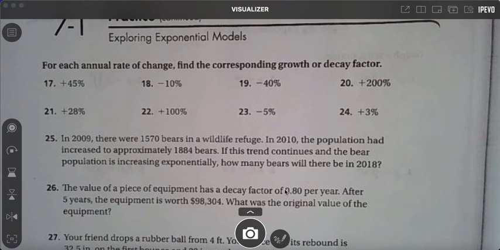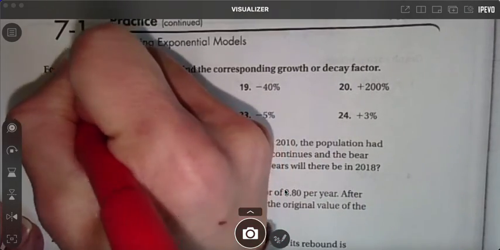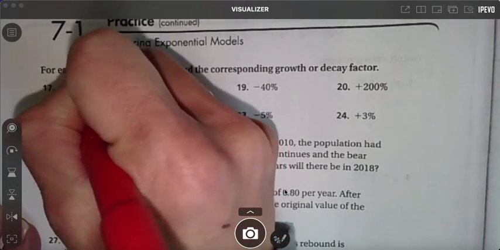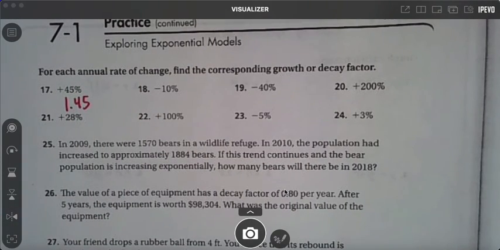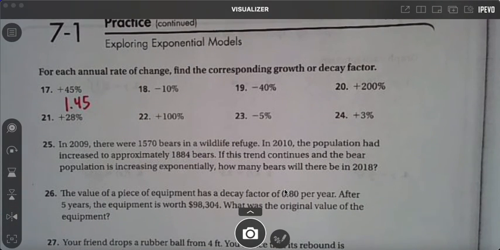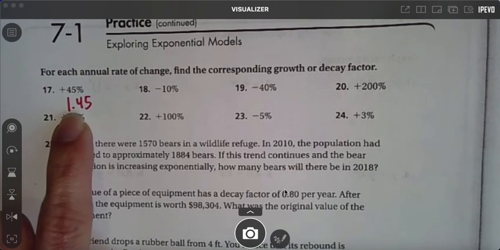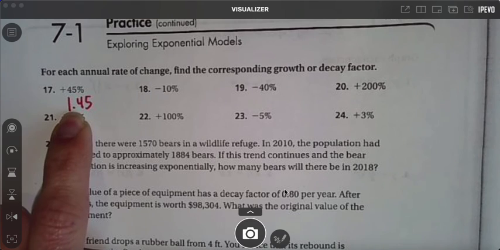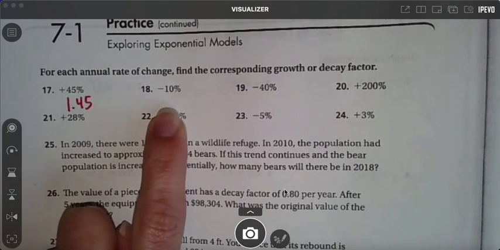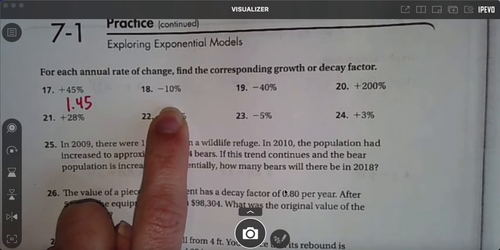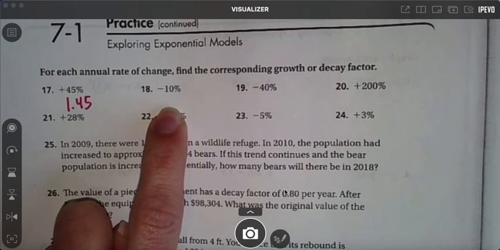So if I'm looking at my rate of 45%, what was in my parentheses? 1 plus 0.45. So it's 1.45. That's just what's in my parentheses. Remember, if it's growth, it's 1 plus that number. And I have to write that percentage as a decimal. Yes. So number 18 would be 1 minus 0.10, so 0.90.